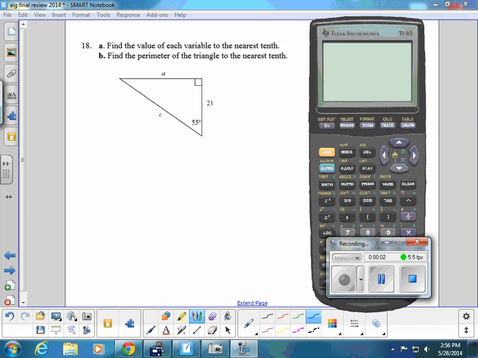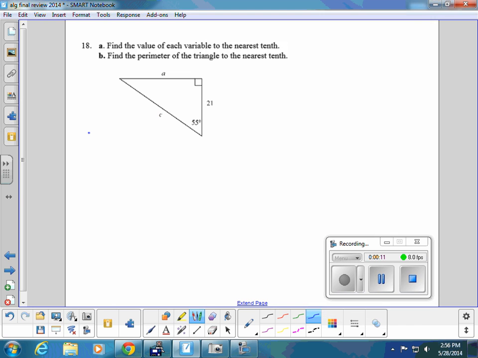Okay, this is part 2 of the algebra review, working on question 18 here. So if we look at this problem, it says find the value of each variable to the nearest tenth, then find the perimeter of the triangle. Okay, so we're going to be looking from 55 degrees, and we need to find A and C.